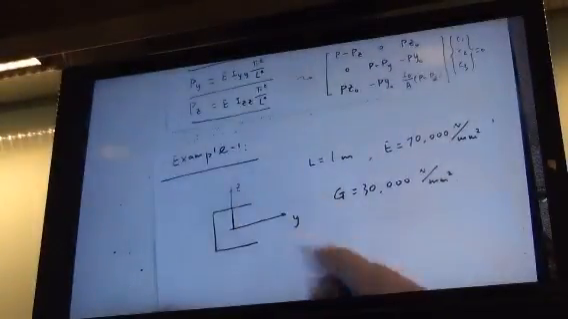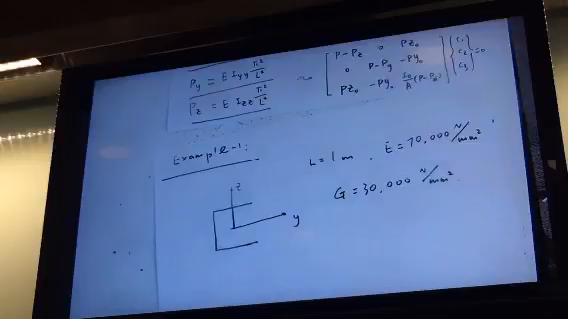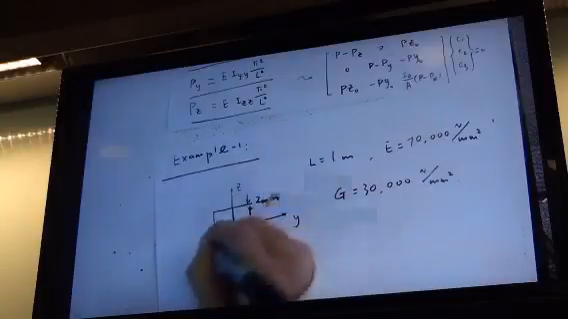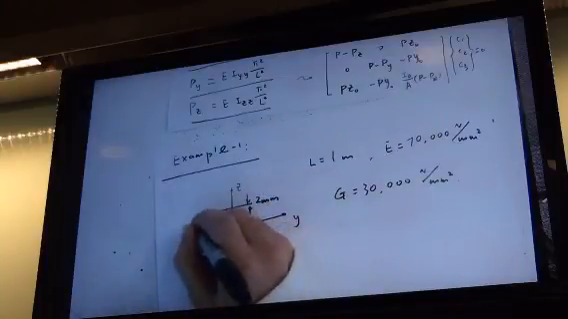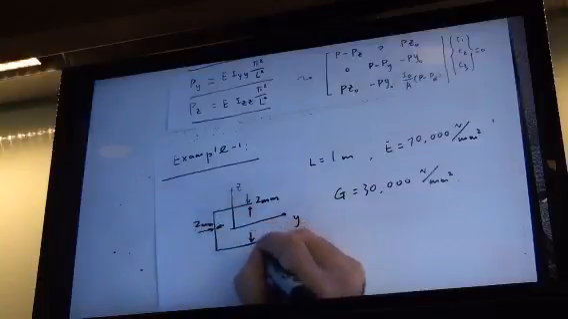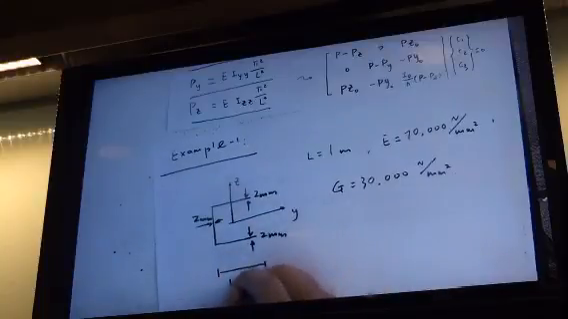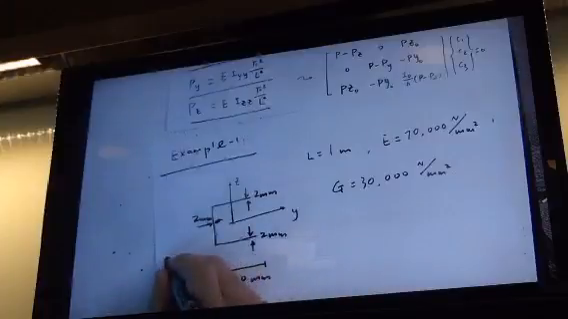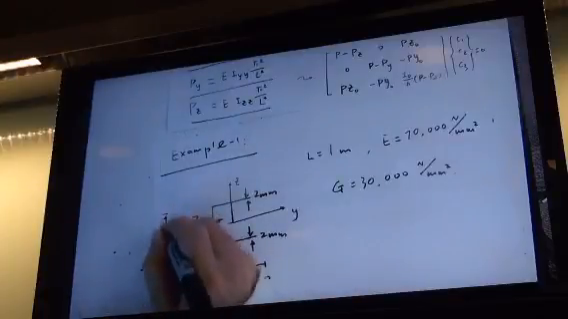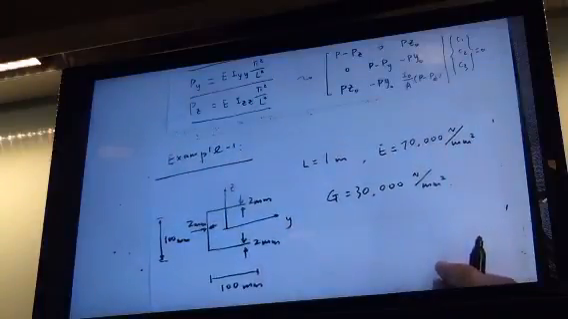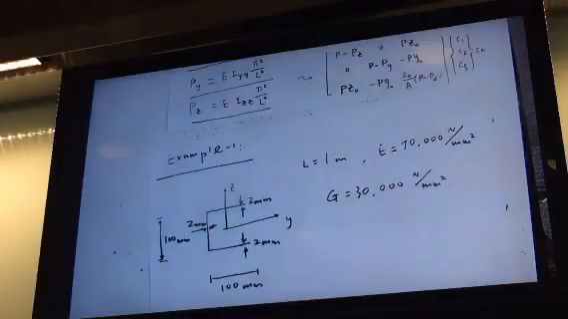Because you are going to need IYY, IZZ, look at that matrix. You are going to need many sectional properties. So you will need the geometry of the section. The thickness is 2 millimeters here, 2 millimeters here, and this one is also 2 millimeters. The width is 100 millimeters. The height is 100 millimeters. So this is the setup.